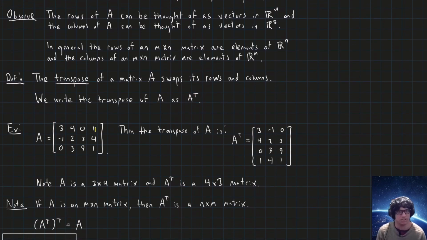Here's an example. Let A be the same A as before. Then this is the transpose of A, right? Row 1 is now column 1. Row 2 is now column 2. Row 3 is now column 3. You can think of the transpose as sort of flipping the matrix along the diagonal.